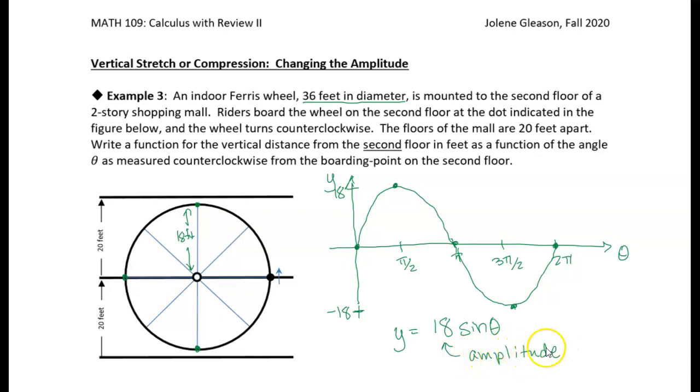So if we know the amplitude, that's going to be our constant multiple. It's going to be our multiple of the function. And this is a vertical stretch.